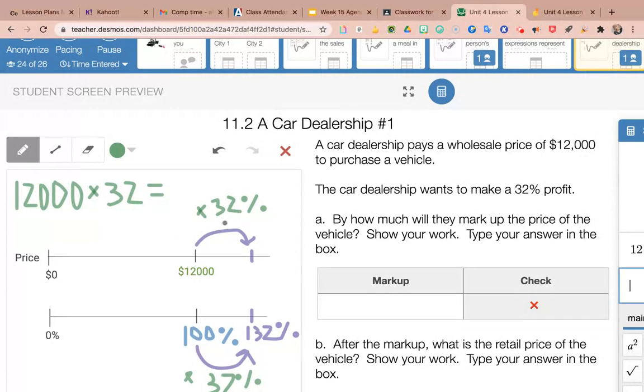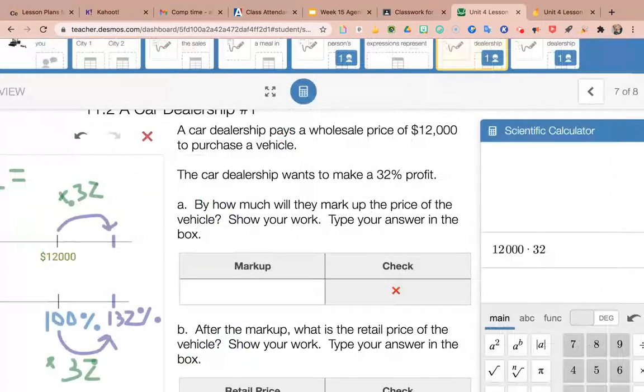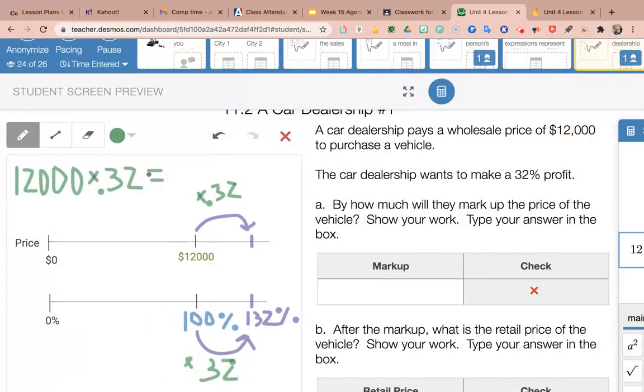So 32 divided by 100 is 0.32. So I just forgot to move my decimal over. All right, now I'm ready. So I'm going to do 12,000 times 0.32. Okay, I get 3,840.